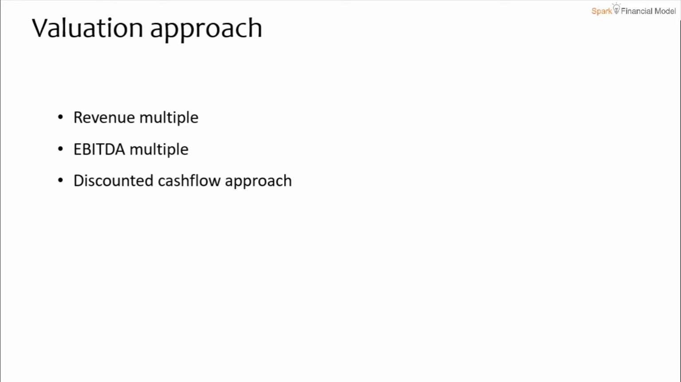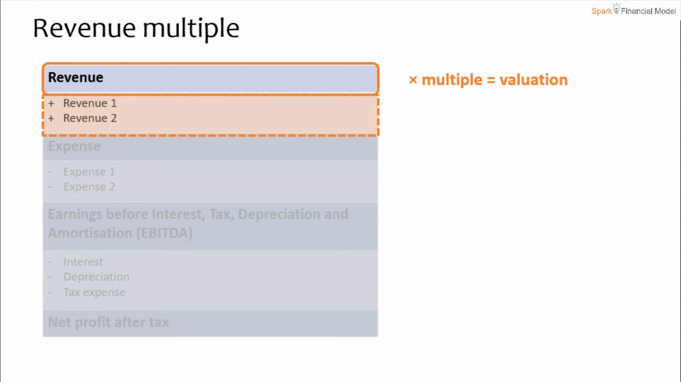We will be looking at three of the most popular valuation methods used in finance, namely revenue multiple, EBITDA multiple, and discounted cash flow approach. Let's start with revenue multiple. This is simply a 12-month look at the revenue of the business and multiplying it by a certain number.